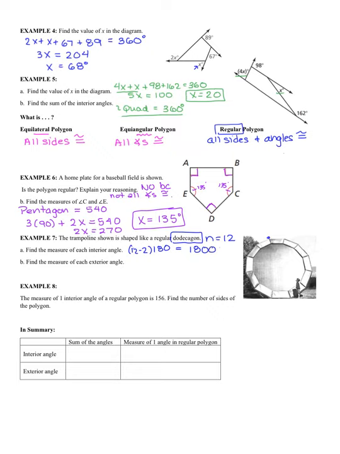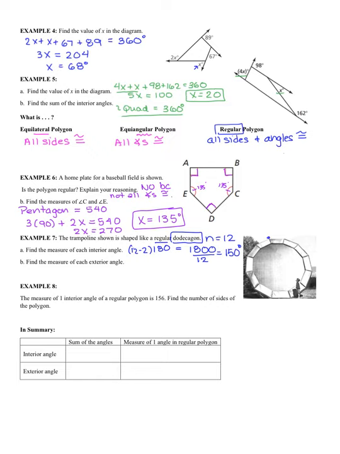Then it wants us to find the measure of each interior angle. Well, 1800 is the sum of all of them, and since it's regular, I can equally distribute that measure among all 12 angles. That tells me each angle is going to be 150 degrees.